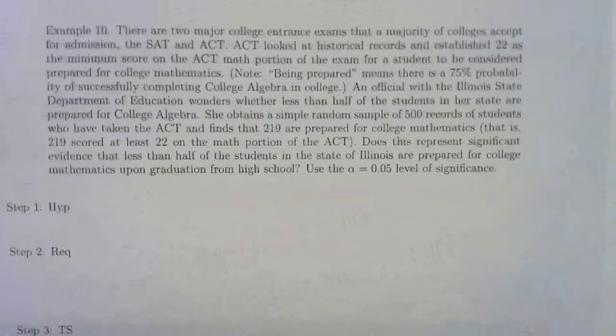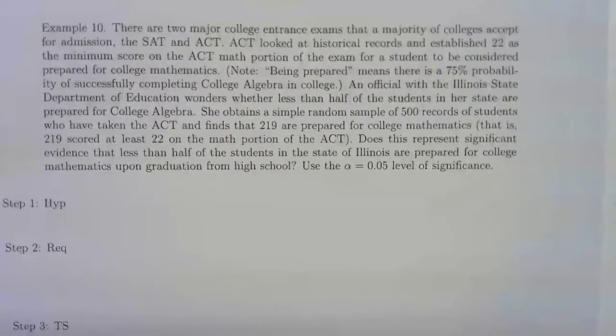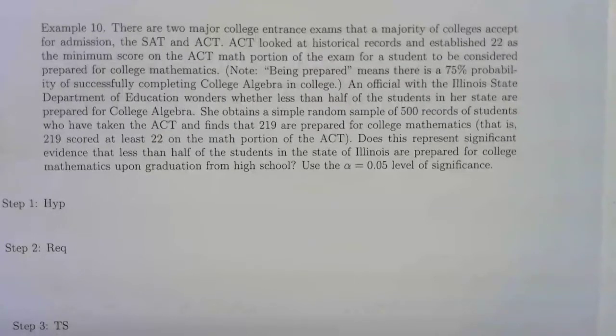So let's do example 10. We have 2 major college entrance exams that a majority of colleges accept for admission, the SAT and ACT. ACT looked at historical records and established 22 as the minimum score on the ACT math portion of the exam for a student to be considered prepared for college math.